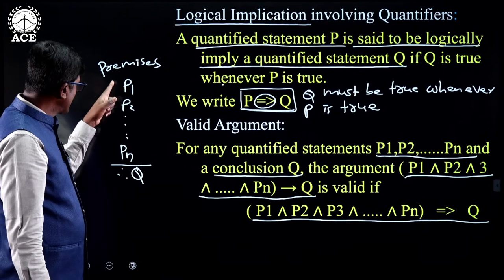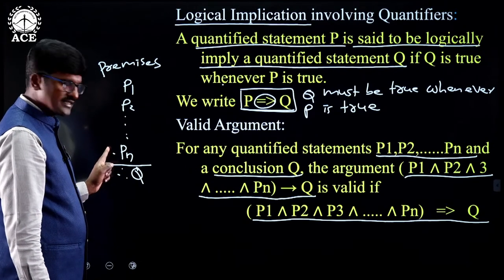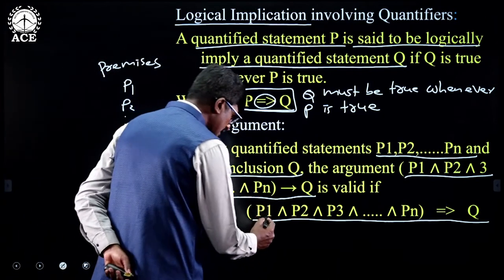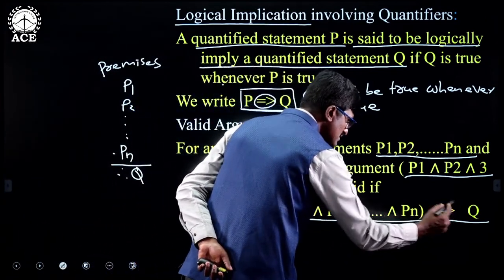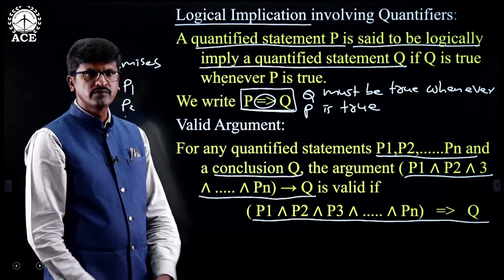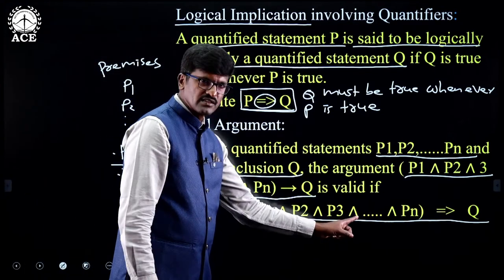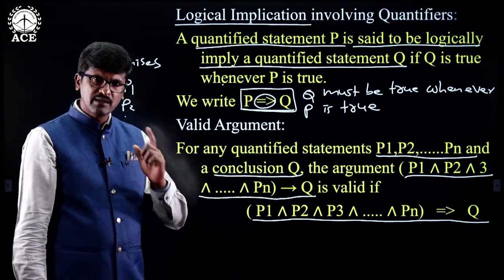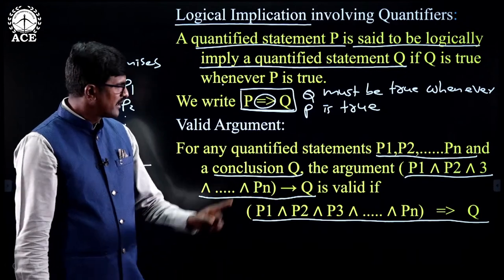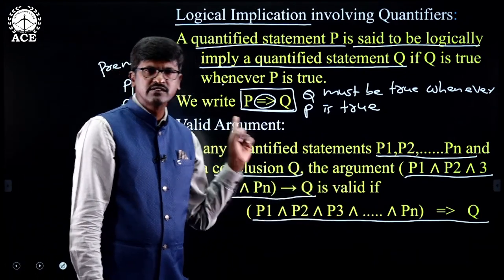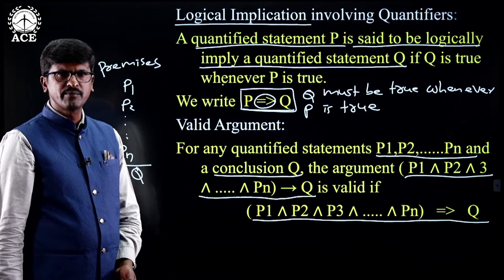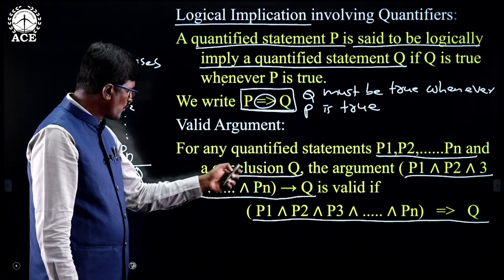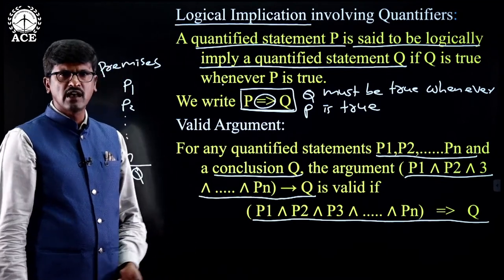So by taking the conjunction of the premises and deriving the conclusion, you have to prove that the conjunction of the premises logically implies Q. So this is the logical implication. Whenever the conjunction of the premises logically implies Q, we say that Q is the valid conclusion derived from the conjunction of the premises P1, P2 and so on, Pn. So this is how we have to prove whether the given argument is valid or not.